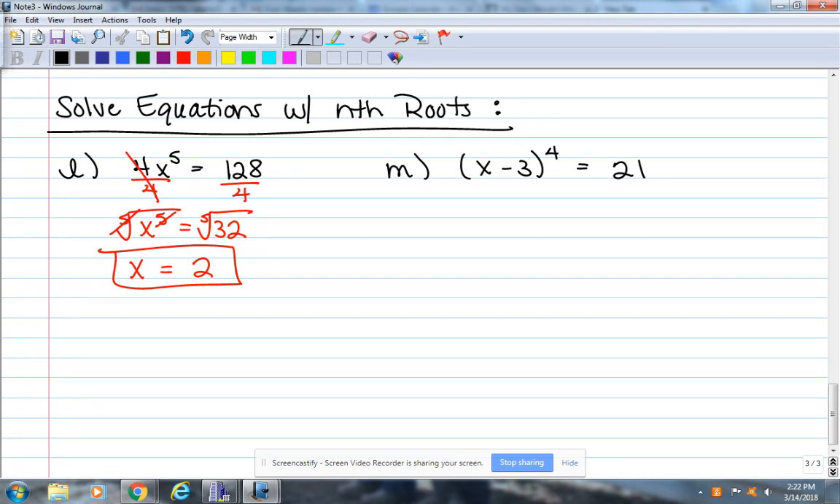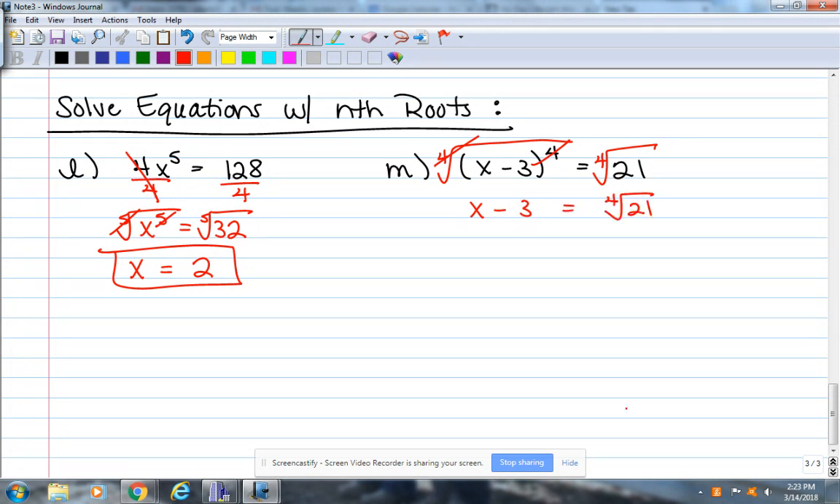Now that variable is in the parentheses, right? And I can't just get it by itself until I get rid of the exponent. So how do I get rid of that 4th power? Take a what? Take a 4th root. And what you do to one side of an equation, you've got to do to the other side. So those cancel, and that leaves you x minus 3 equals the 4th root of 21.